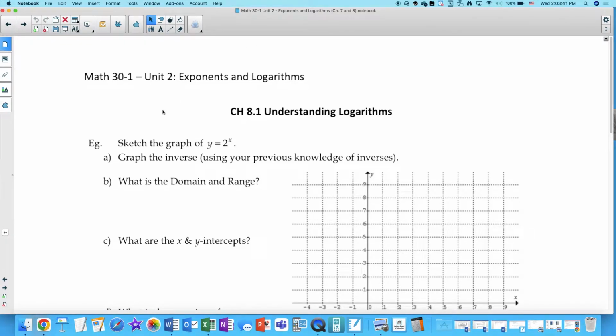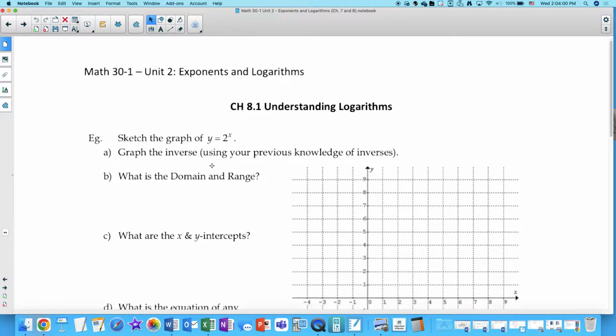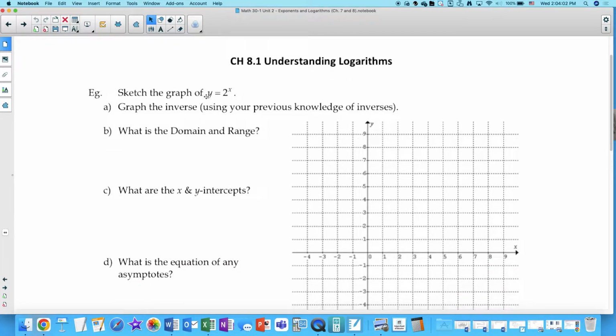So to start understanding logarithms, we're going to start with an exponent, an exponential function. And I also talked about at the beginning of this unit that we study exponents and logs at the same time because they are related to one another. Okay, so we're going to start with this. Sketch the graph of y equals 2 to the x.